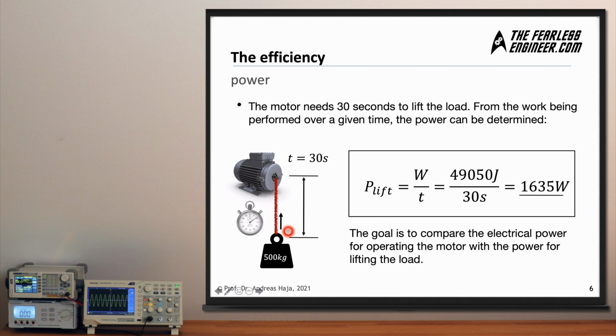After timing how long it took to lift the weight, which is 30 seconds in this example, we can now compute this ratio of the work being performed, 49,050 joules divided by 30 seconds. And then we can say the power needed to lift this weight was 1,635 watts. This is the useful power needed to lift the load.